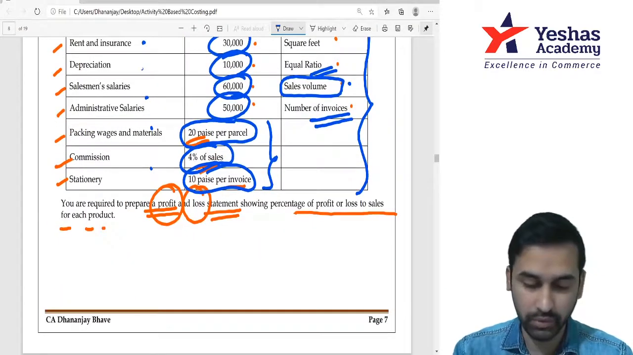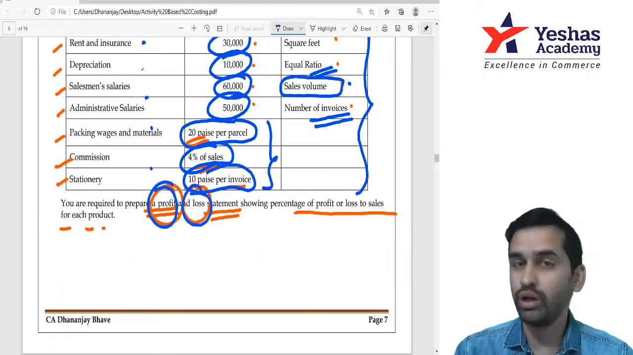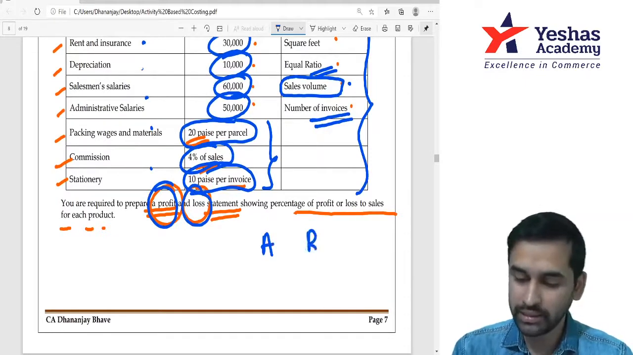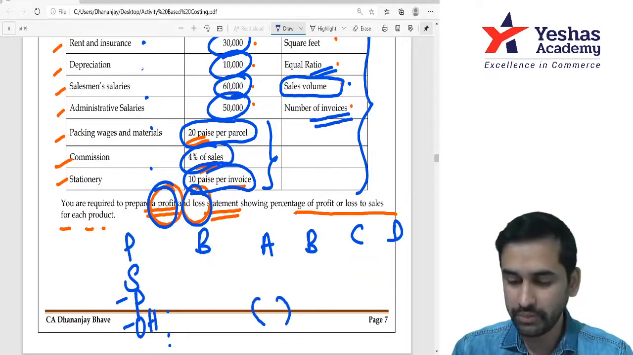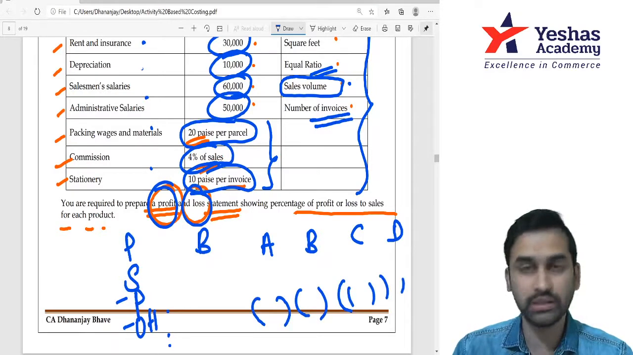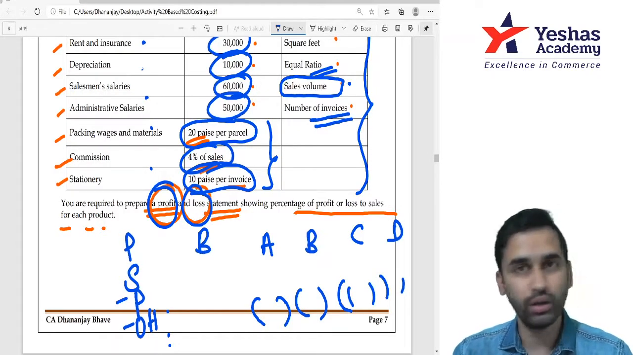Right. Let's see what is asked in the question. Finally, what is it that they want from us? Profit or loss. That means we can present it something like this. A, B, C, D, particulars and basis. Sales minus purchase minus overheads, 1, 2, 3, 4, all 7. Keep deducting all those items. Finally, you will have the profit or loss.